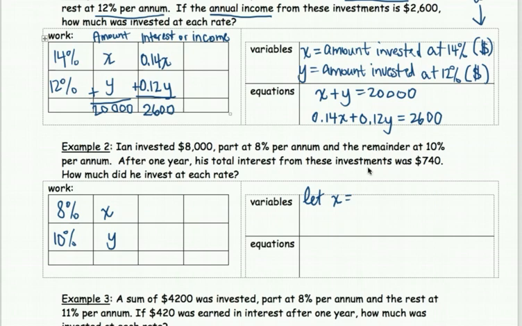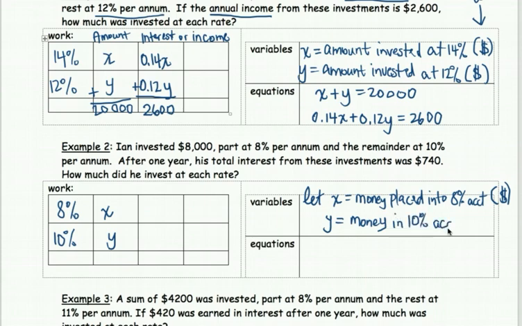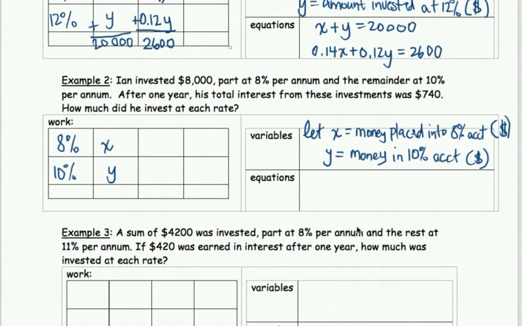Great, okay? So here, let's just do that. Let X be the money placed into the 8% account. I'm going to abbreviate account. And again, that's an amount of money, so I have to have units here, a dollar sign. Okay, and then this one, let Y be the money in the 10% account. I'm just abbreviating account there to get space. All right, so now we've set up the variables.